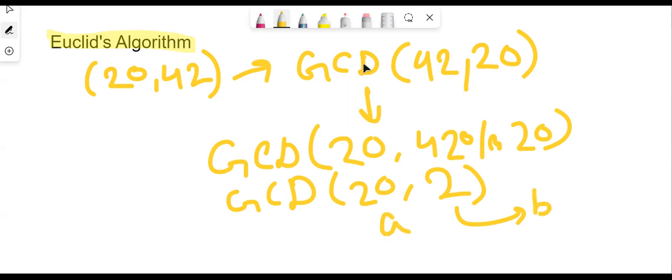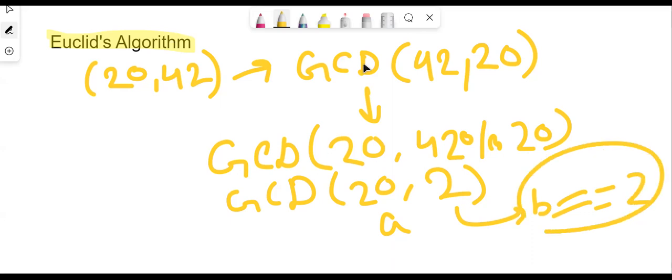Now is B equal to 0? No, it's not equal to 0. So we are going to continue the process until we get B equal to 0.